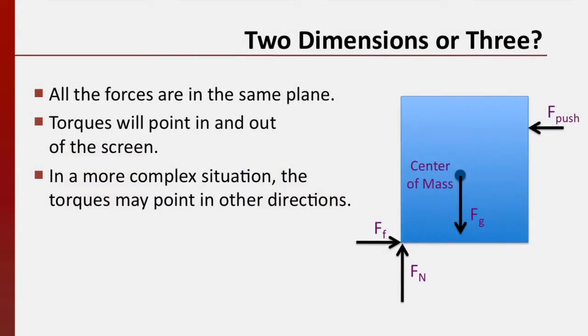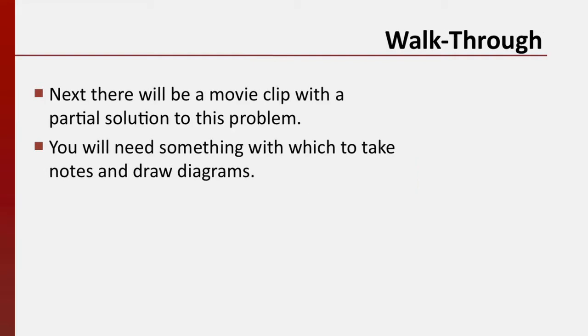You may be wondering why we can use a two-dimensional diagram to discuss a three-dimensional situation. The reason is that all of our forces are applied in the same plane, simplifying the problem. While our torque vectors point in and out of the screen on this diagram, we can represent that fairly easily. In a more complex situation, we may need to draw something more fully three-dimensional, as our torques might point in other directions. This next video clip will walk you through a partial analysis of this situation. You will need a way to take notes and draw diagrams while you watch.